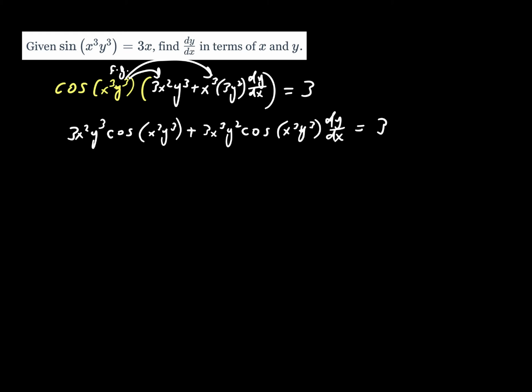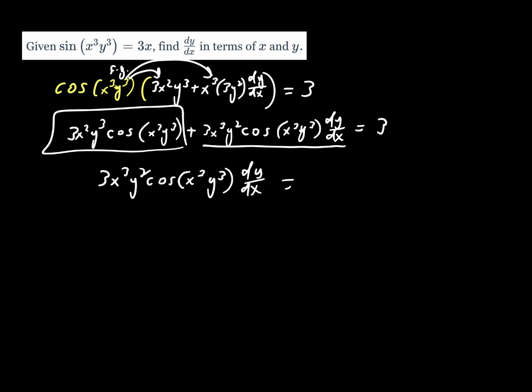Our goal is to get dy dx by itself. Well, this one only has one dy dx, so why don't we do this? I have 3x cubed y squared. This is the dy dx term. I'm copying this one over. And that's going to stay over here. And then we're going to move this thing over to the other side because it doesn't have a dy dx. So we have 3 minus.